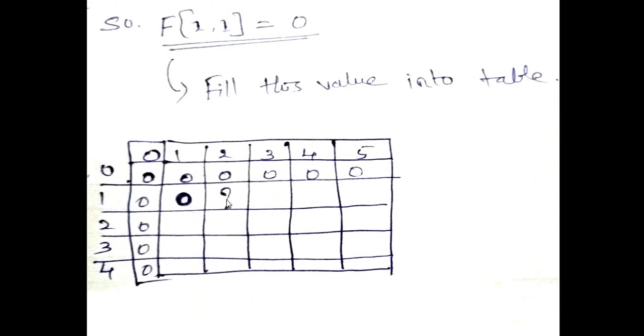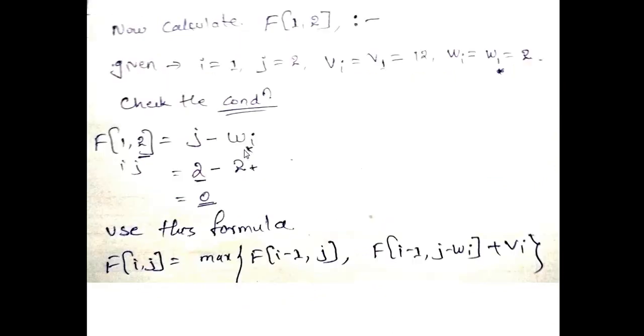Next we have to calculate f of 1 comma 2. So 1 comma 2 we have written. Now write down these given values. This one is I and this one is j. I is equal to 1, j is equal to 2. Wi means W1 is equal to 2.